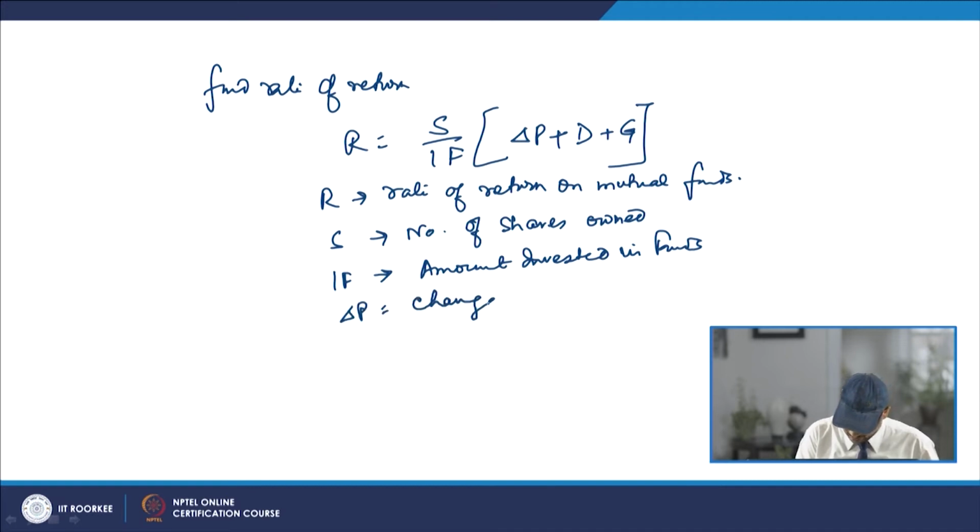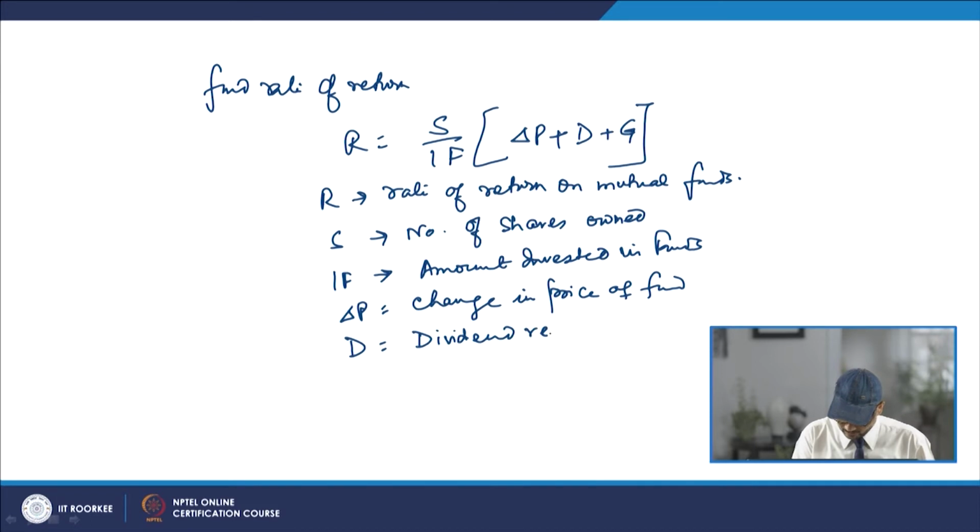So, that is delta P, and D is the dividend which is received per share. So, this is dividend received per share, and G is basically the capital gain per share.